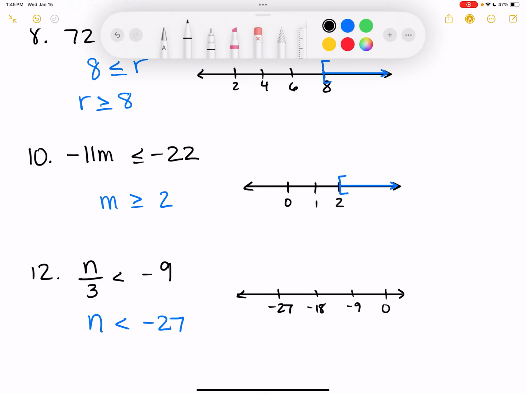All right, what does this one look like? Parentheses going where? Left. Parentheses going left.